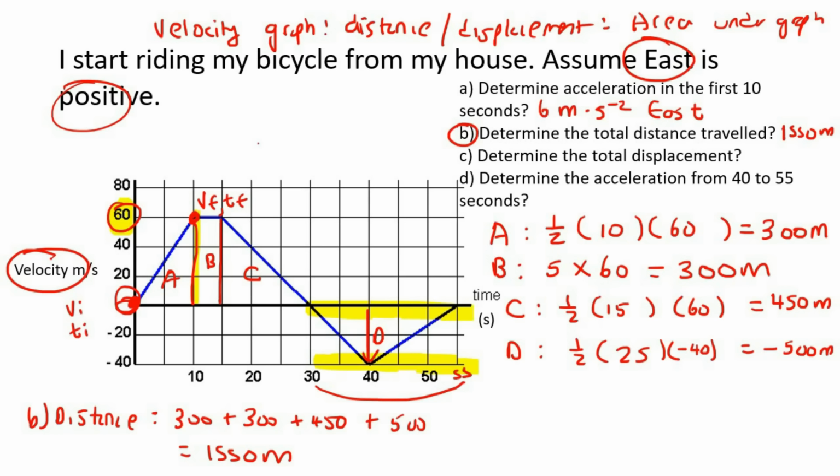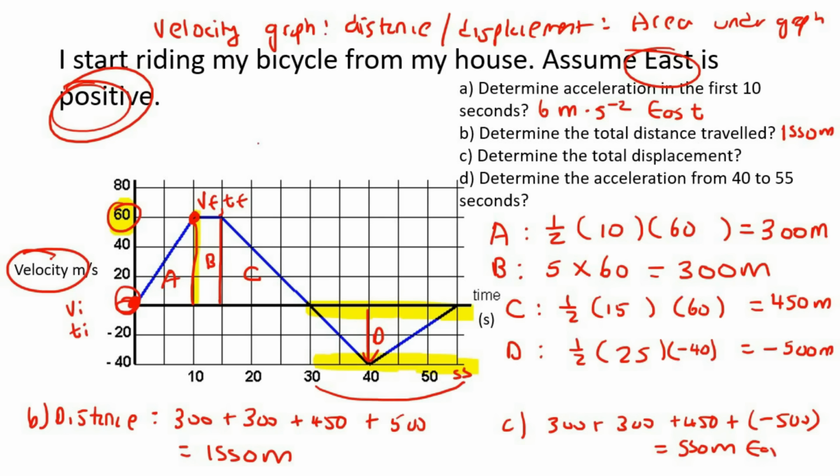Now, when you look at displacement, you do take the sign into account. So for question C, you're going to say 300 plus 300 plus 450 plus, and then this is negative 500. And so if you had to go calculate that, you get 550 meters. But now you're getting a positive answer, and east is positive, so we say east. Remember, displacement is a vector, so it needs direction. So we're going to say 550 meters east. I'm just going to put an E there for east, okay?